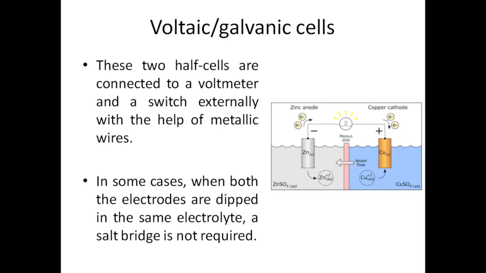These two half cells are connected to a voltmeter and a switch externally with the help of a metallic wire. In some cases, both the electrodes are dipped in the same electrolyte, and then the salt bridge is not required. Over here we have a porous disc, so again the salt bridge is not required because flow can be allowed through the porous disc. If this is not there, then we connect a salt bridge in between to complete the electrical circuit.